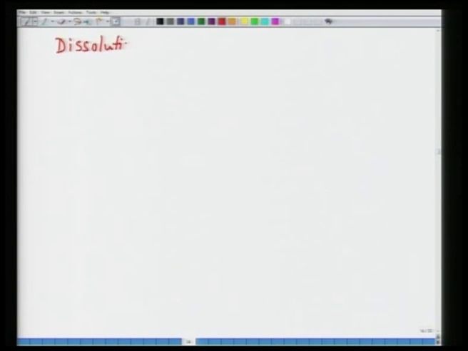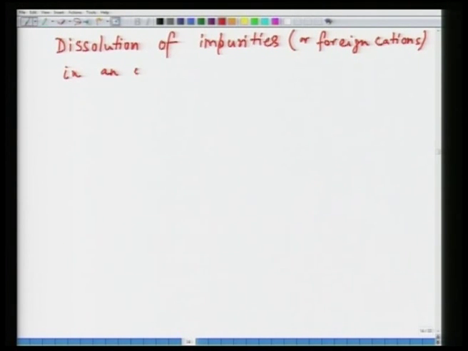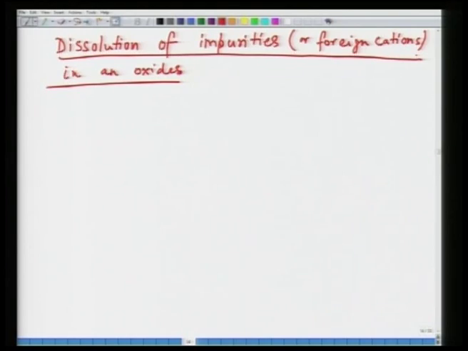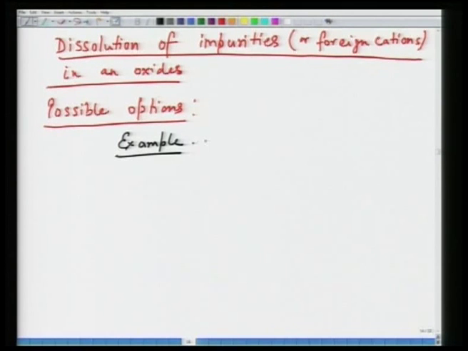dissolution of impurities, whether intentional or unintentional, or foreign cations, assuming that most of these impurities are oxides as well, in an oxide. So here the possibilities are various. So for example, the host material would be of MO type.